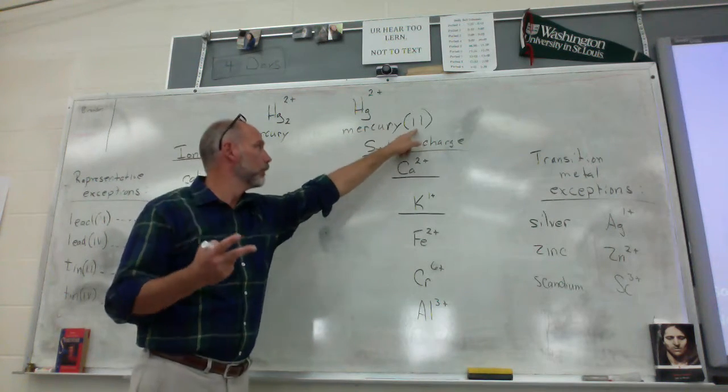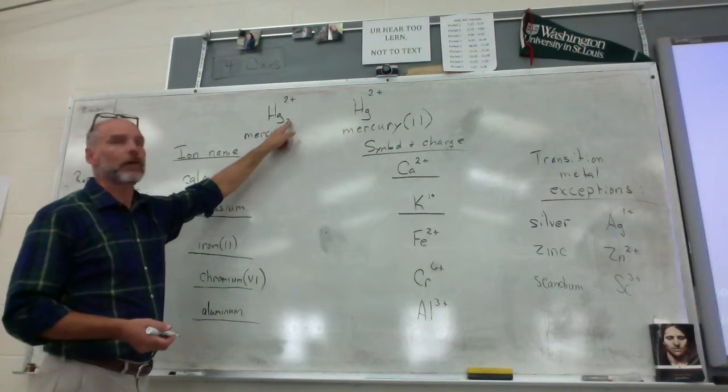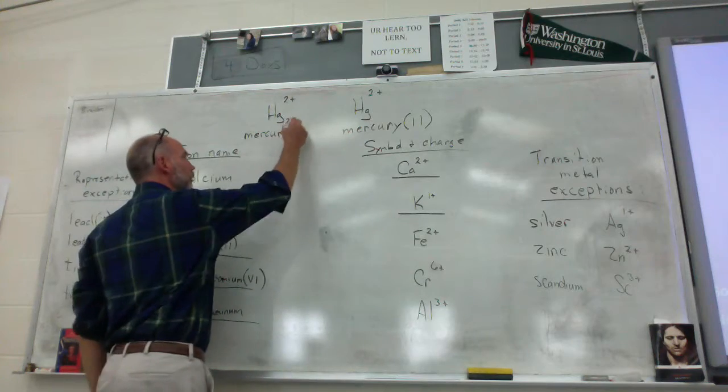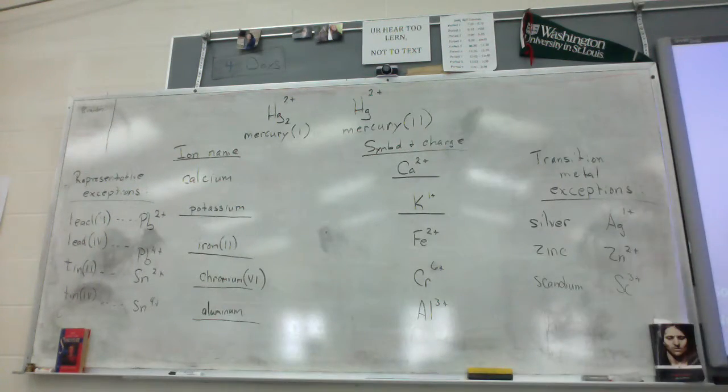2. How many atoms are here? 2. What's 2 divided by 2? And so that one's mercury 1. And that's for everything? No, that is only for mercury. Okay. Mercury is the only one that we are going to need to know that does this.